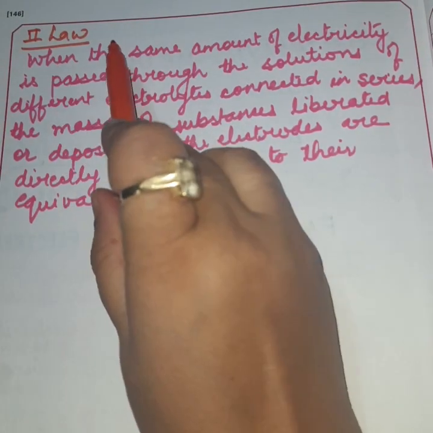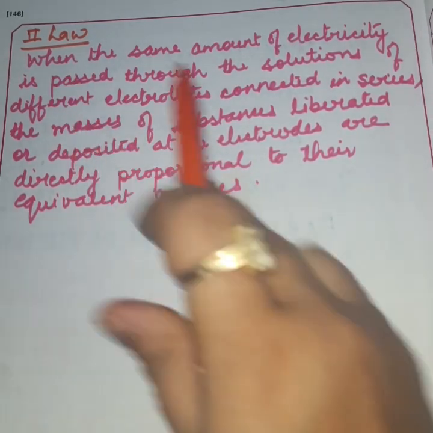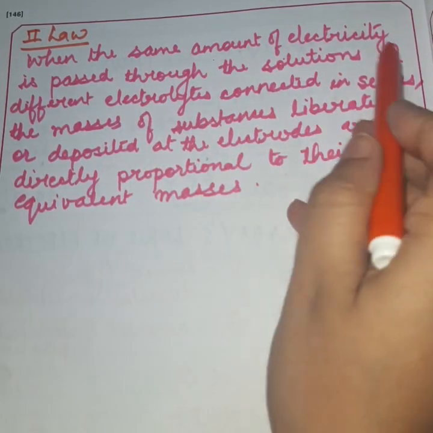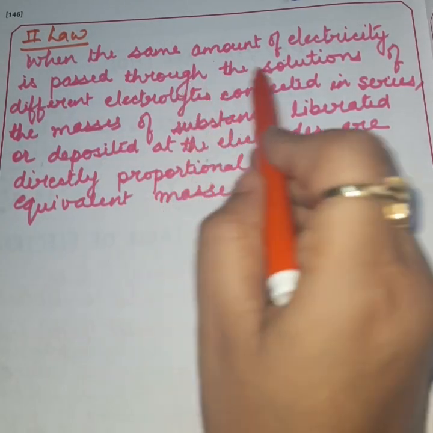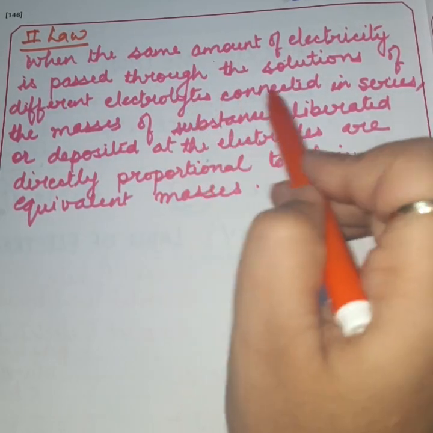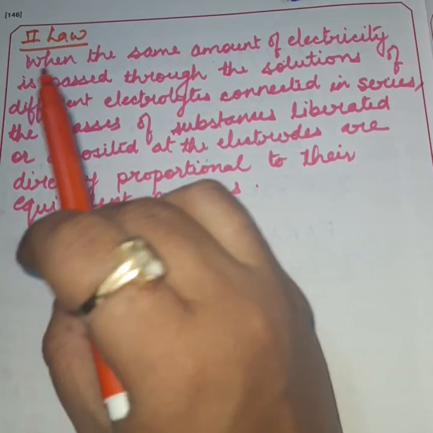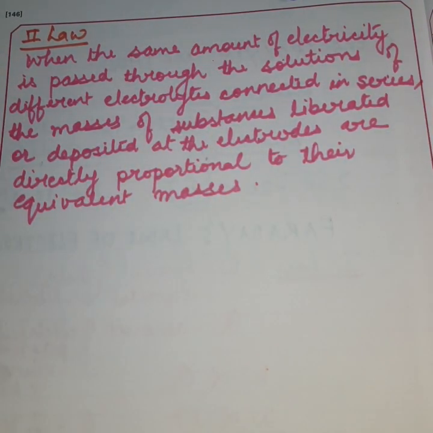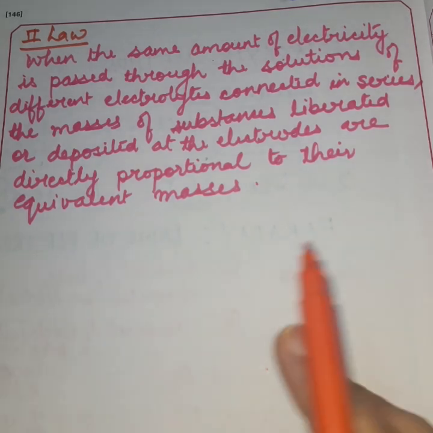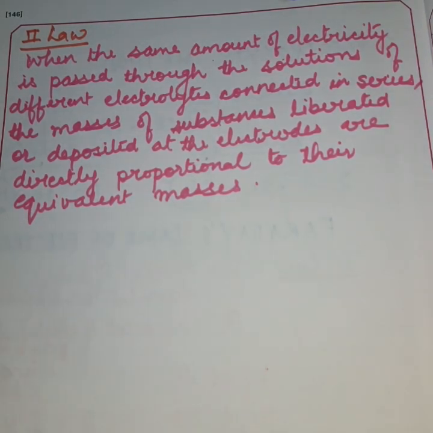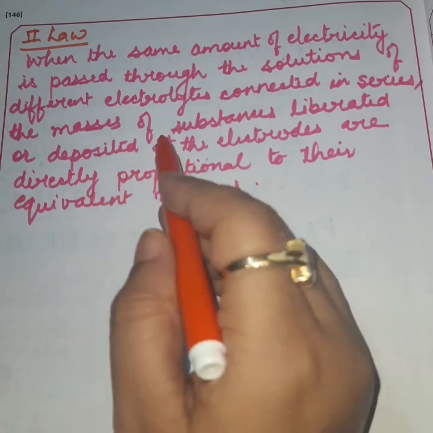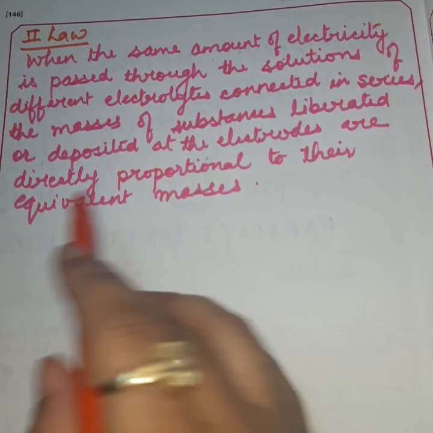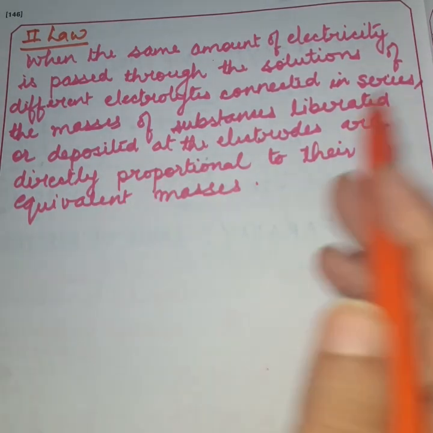According to the second law of Faraday, here is the statement of the law. When the same amount of electricity is passed through the solutions of different electrolytes connected in series, meaning we have different electrolytic solutions connected in series, that means we are passing the same amount of electricity through all the electrolytic solutions. Then the masses of substances liberated or deposited at their electrodes are directly proportional to their equivalent mass.